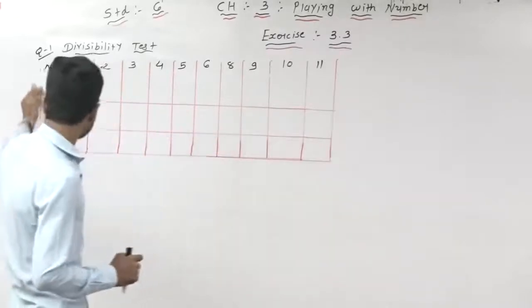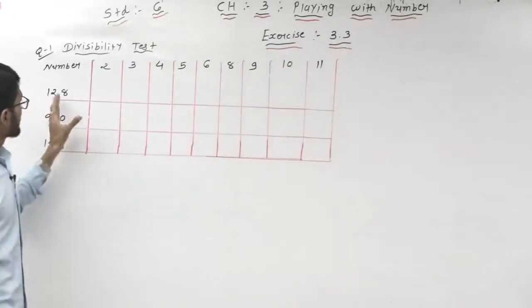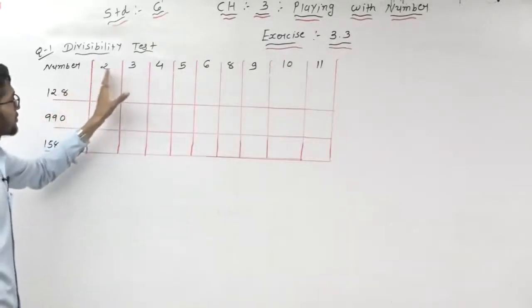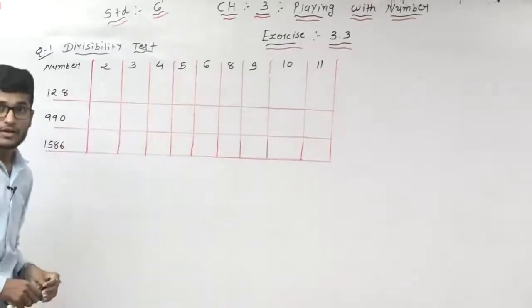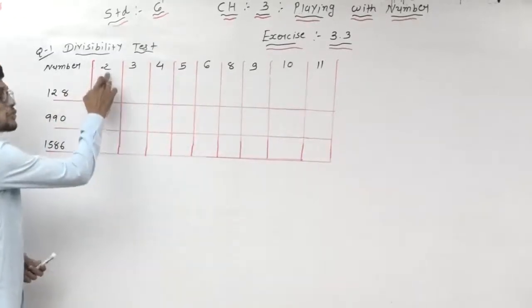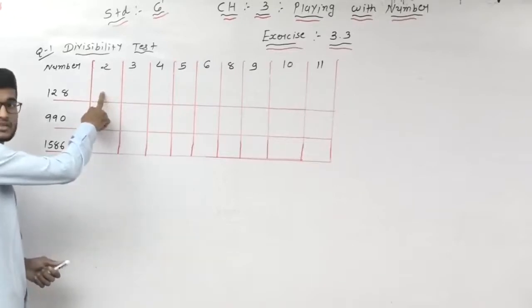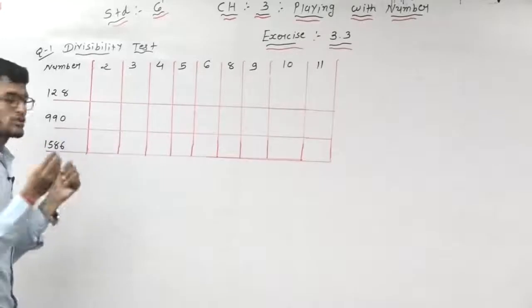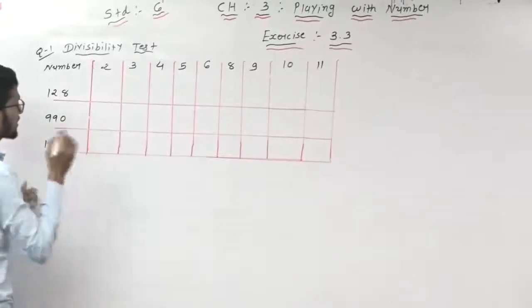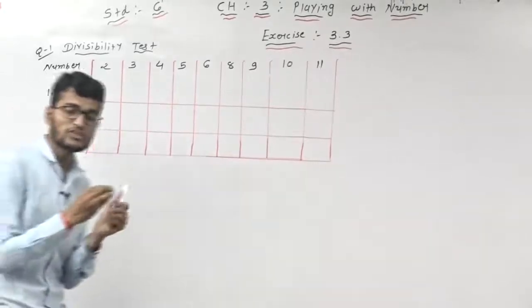So here are given 3 numbers and check the divisibility test for 2, 3, 4, 5, 6, 8, 9, 10 and 11. If your given number is divisible by 2, then you write down here yes. If not divisible, then write down no. So now to check the first one, 128 divided by 2. This one is possible or not?